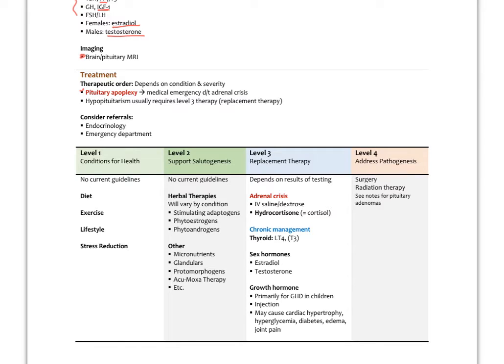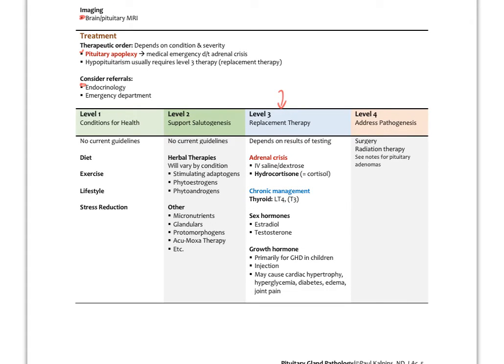Pan-hypopituitarism or more severe is going to need level 3 replacement therapy. And we're probably going to need to consider referral to endocrinology in general for these cases, because they're going to be potentially difficult to manage by yourself in a primary care setting. So generally with replacement therapy, if it's an adrenal crisis, in the ED, what they're going to do is IV saline and hydrocortisone. And often they'll need to also do fludrocortisone.